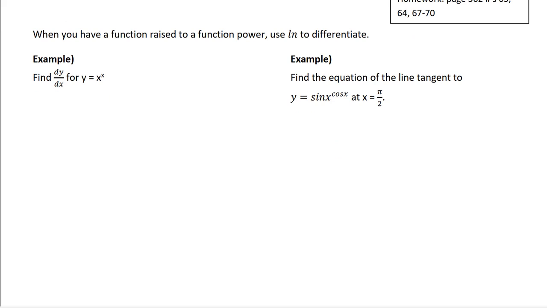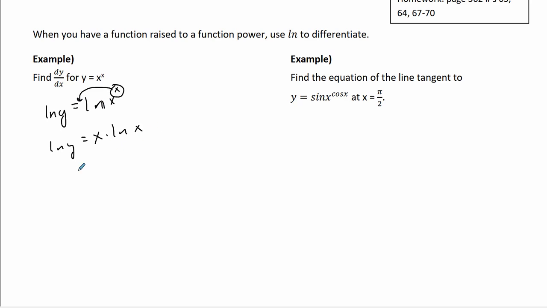Alright, so let's do the first one there. Find the derivative of y equals x to the x. This is kind of crazy, but we have a base and we have an exponent, and they're both functions. Alright, so I want to use the ln. So I'm going to take the ln of both sides. This is the ln of x to the x, which, if we remember ln properties, is really x times the ln of x, right? So this exponent can come in front because that's one of our rules.